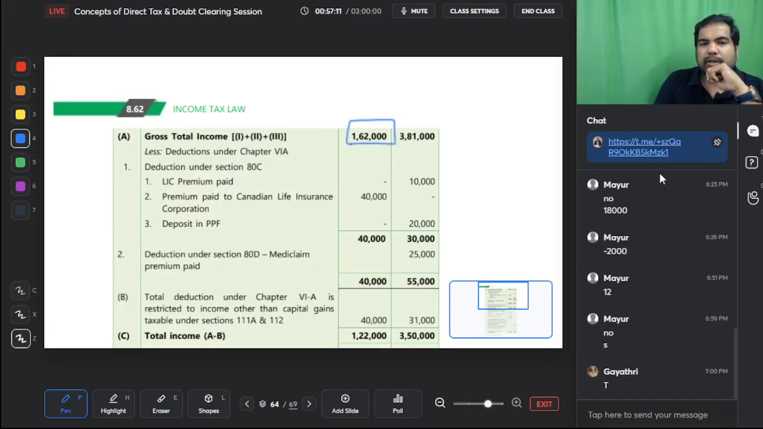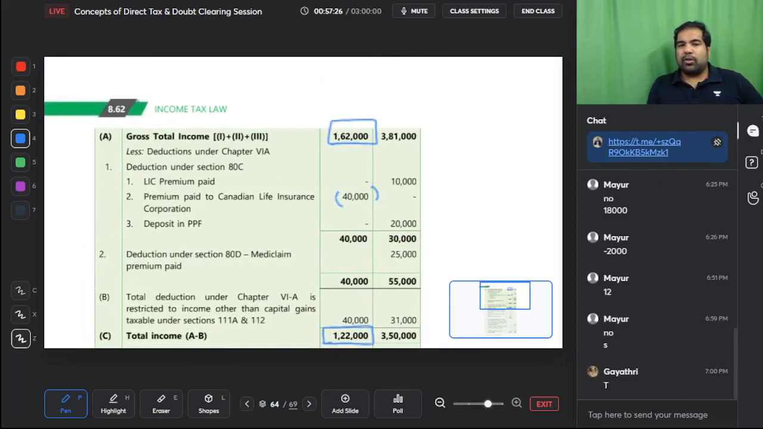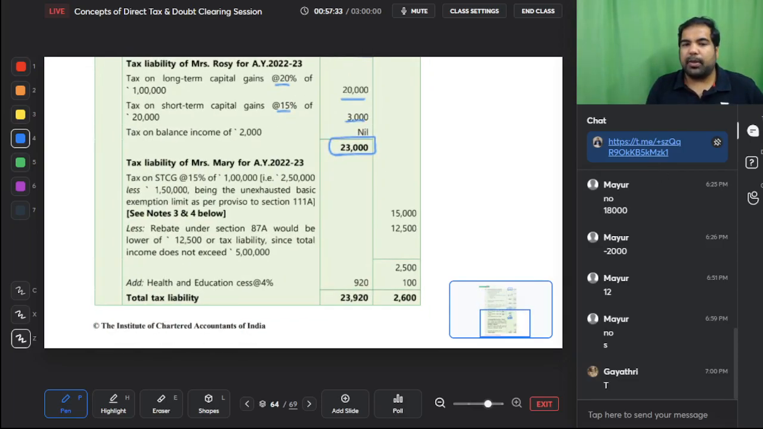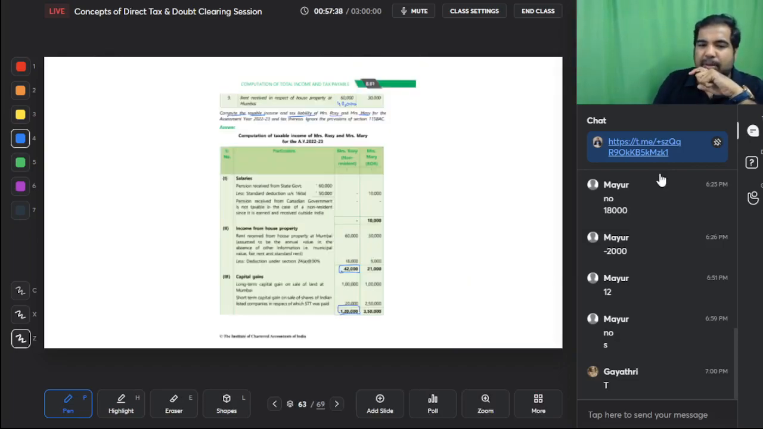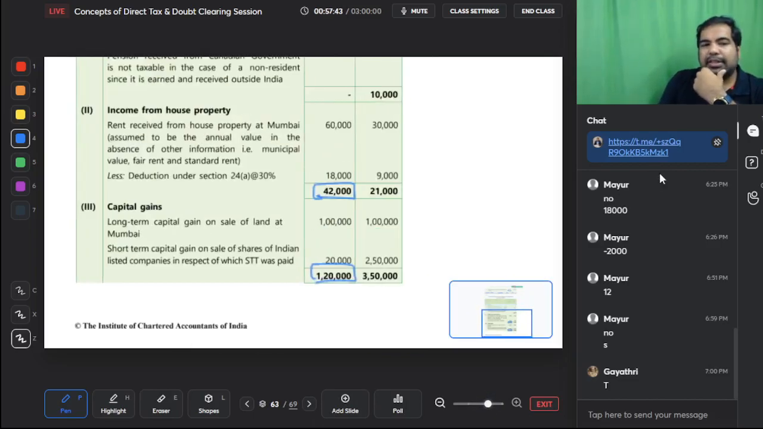Now deduction is LIC premium, so 40,000 you minus there, so 1,22,000. But guys, most people will get this wrong because they'll think, oh, this is below the basic exemption limit. But remember, for Rosie, the basic exemption limit cannot be adjusted against long term capital gain and short term capital gain. So on that 20 and 15% she will have to pay, and hence 23,000 she will have to pay, plus cess of course. Very good, very subtle question, guys. Just reminding you, we have already discussed this. For a non-resident, for these two capital gains, she cannot adjust the basic exemption limit.